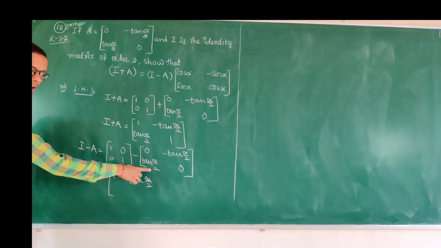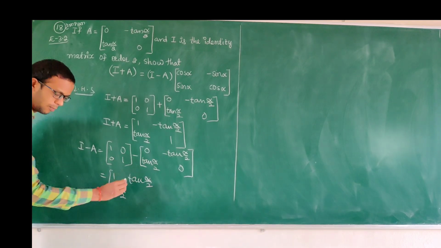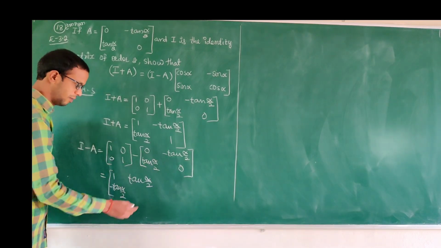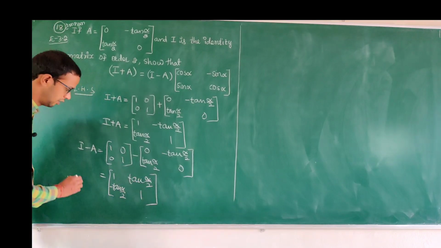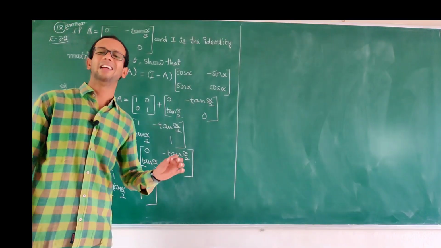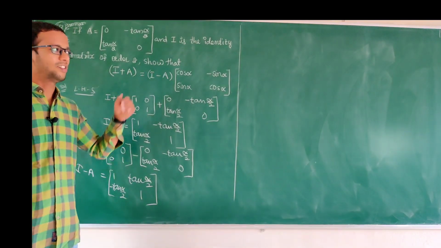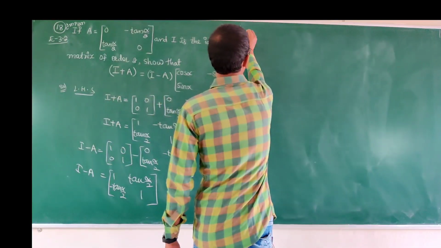Next one, 0 minus tan alpha by 2, here minus tan alpha by 2. Next, 1 minus 0 is 1. So this is the I minus A matrix, this one we got. So now the RHS side simplification we have to make.